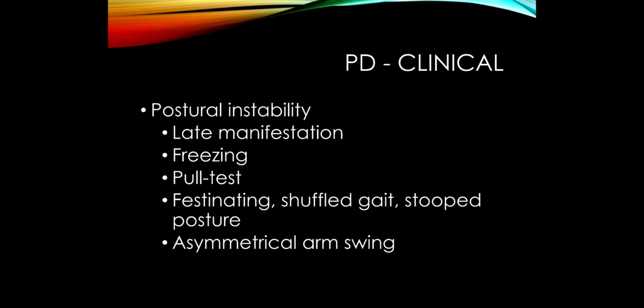The P is postural instability, and so this is really a later feature in Parkinson's, which is really important. If you're talking with someone and you're thinking, okay, this is kind of sounding like Parkinson's disease, but the first symptom was falling, you better rethink that. It's probably something else. So this happens later, after the tremor and after all the bradykinesia categories.